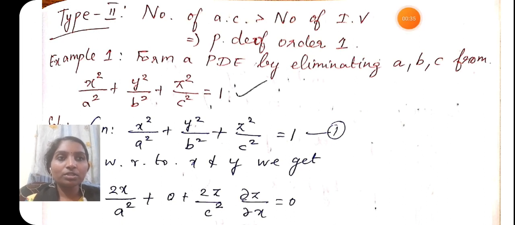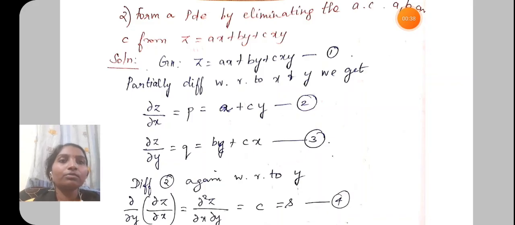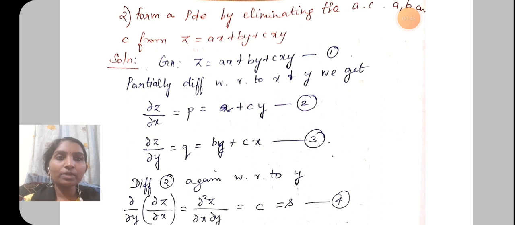So moving on to the question: form a partial differential equation by eliminating the arbitrary constants a, b and c from the equation z is equal to ax plus by plus c into xy. Here obviously x and y are the independent variables, z is a dependent variable, and a, b and c are the arbitrary constants. Here we see that the number of arbitrary constants is greater than the number of independent variables, so we are in type 2. So on moving on to type 2, we are in need of eliminating 3 arbitrary constants here.